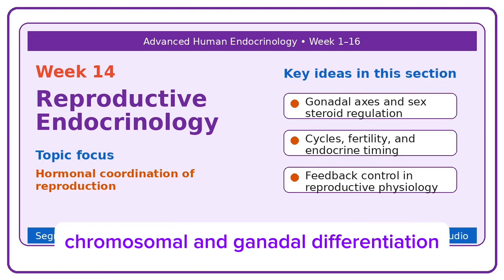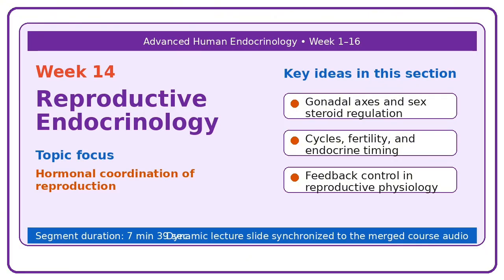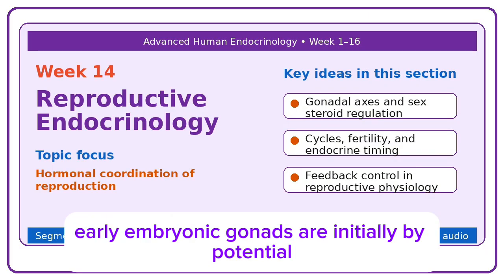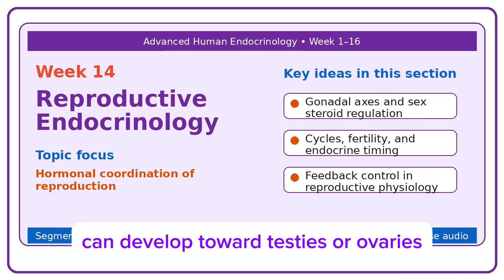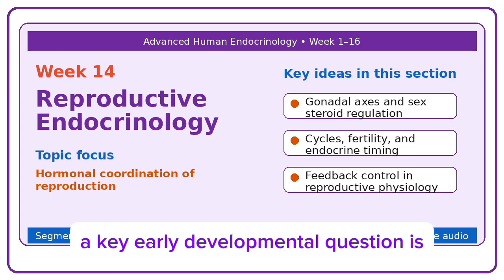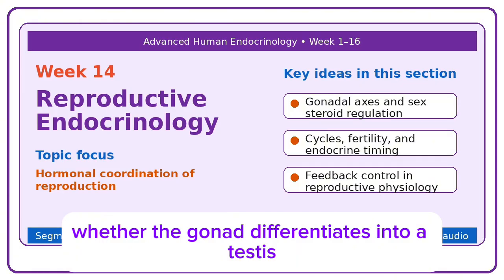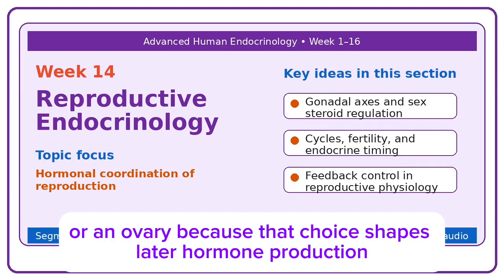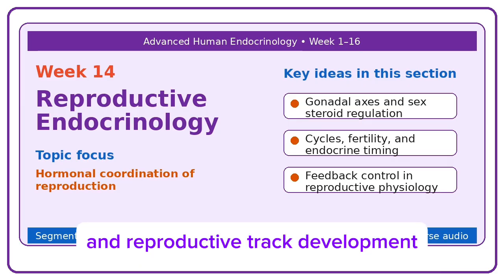2. Chromosomal and gonadal differentiation. Early embryonic gonads are initially bipotential. They can develop toward testes or ovaries, depending on the genetic and signaling context. A key early developmental question is whether the gonad differentiates into a testis or an ovary, because that choice shapes later hormone production and reproductive tract development.